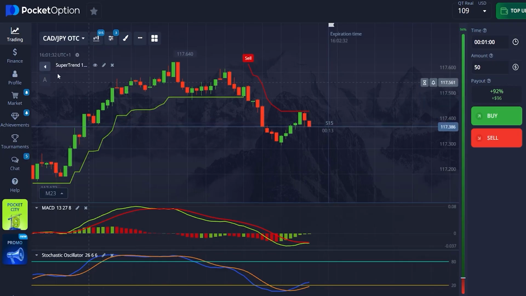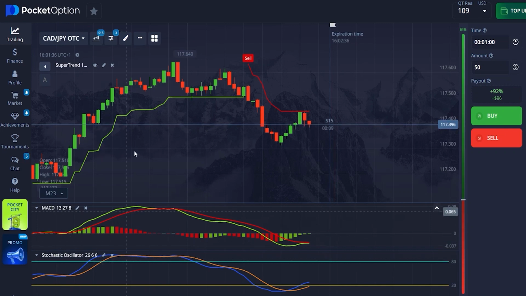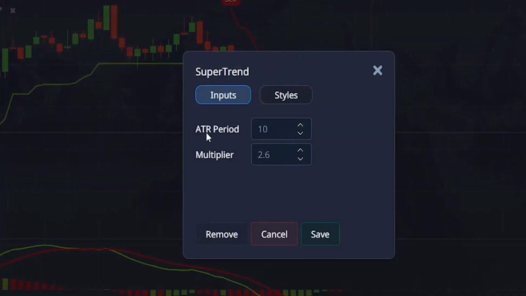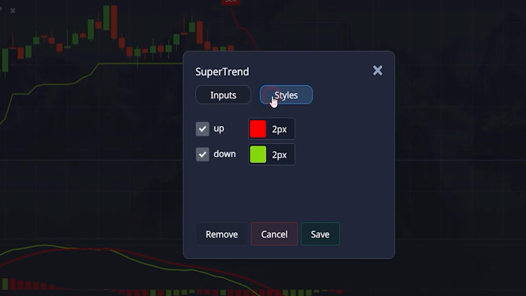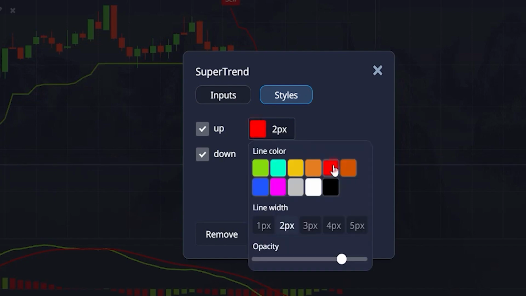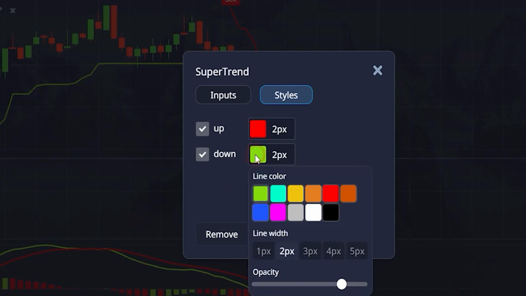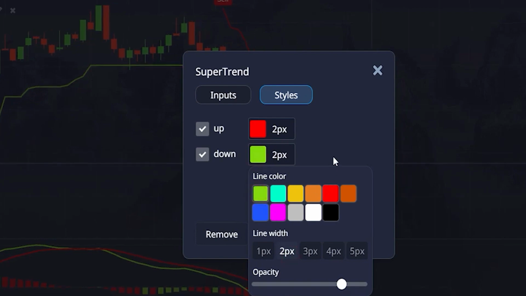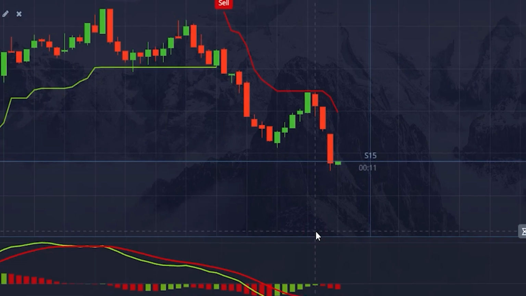Right here on the chart, I'm going to be using a Supertrend, MACD and Stochastic Oscillator. So the settings of my Supertrend comes with the ATR period as 10, the multiplier as 2.6. Right here on the style level at the upper section, I'm going to be using a red color. I'm going to set it on 2 pixels, while the down section I'm going to be using a green color and I'll set it on 2 pixels as well. So when I'm done, I'll click on save.